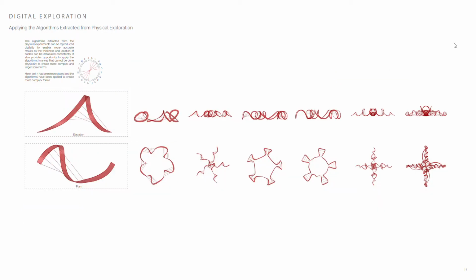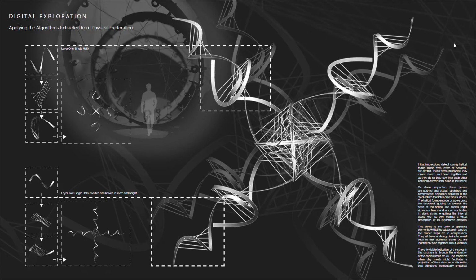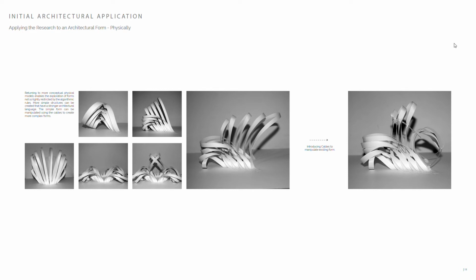These digital reproductions have the benefit of being more accurate than physical models, as the thickness and location of cables can be accurately measured. It also enables the algorithms to be developed further, creating complex forms that cannot be done through physical exploration. Here you can see an example of how the algorithms can create a more complex form with their counterparts indicated on the left. The number of forms possible is endless. This is another such form possible, and it begins to denote the architectural possibilities of the system.